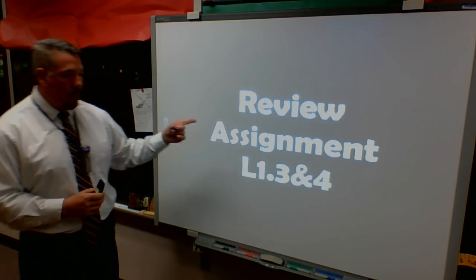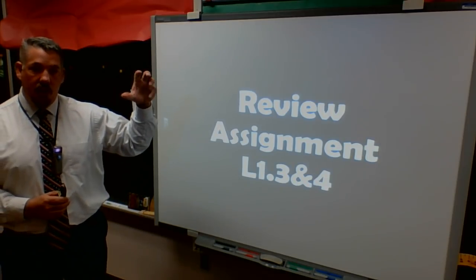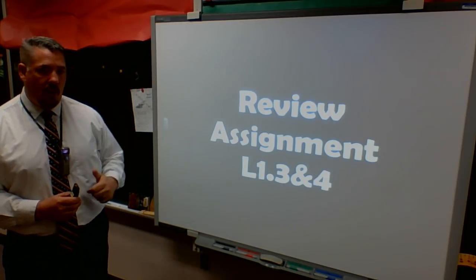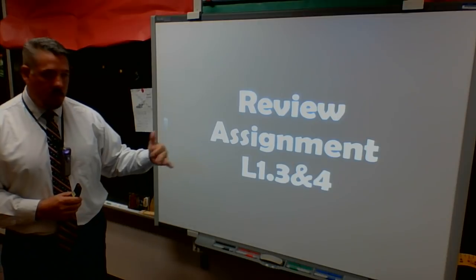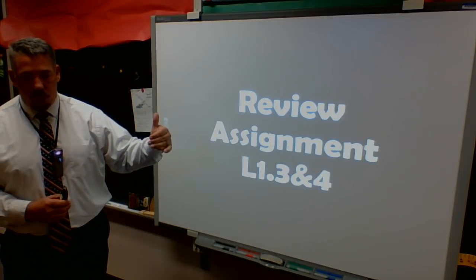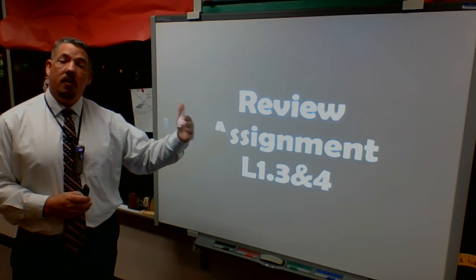When you're doing your greatest common factors, you must show me that you're finding the factors of both numbers and then which one is the greatest. And then when you're doing your multiples, you must show me that you're finding your multiples of the two numbers and then finding the smallest one.